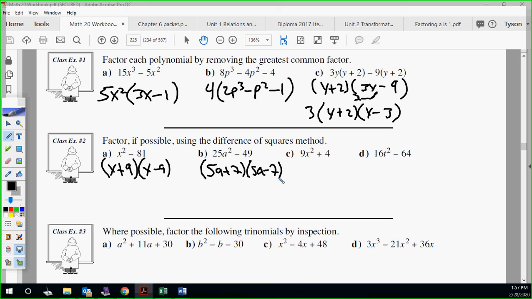Can't do. Good. If you jump the gun on it, that's a plus sign. It's a difference. Not able. So can't do that one.